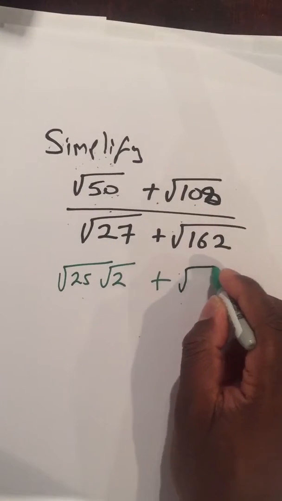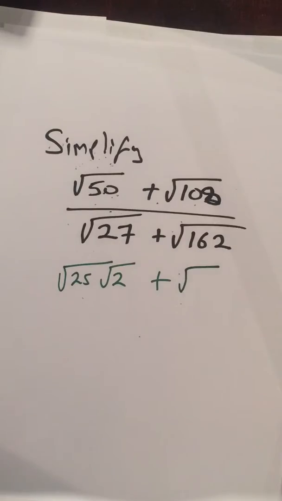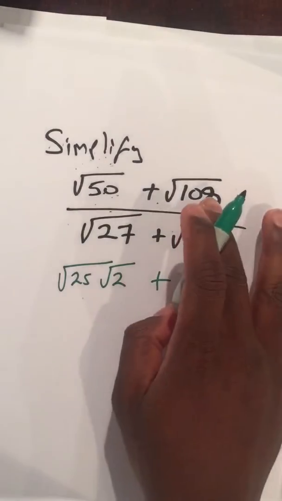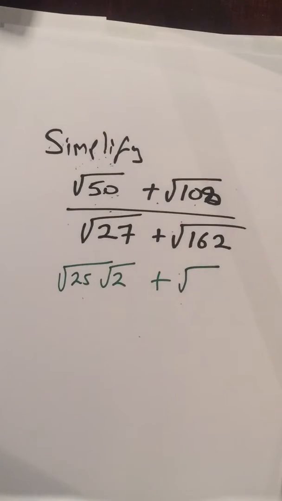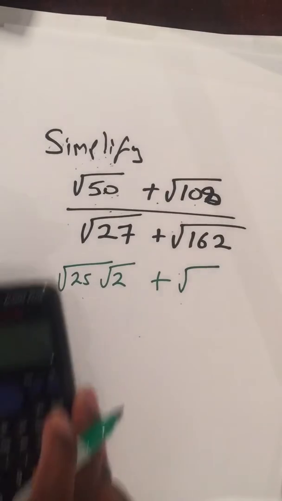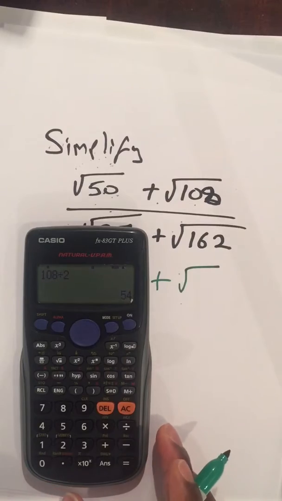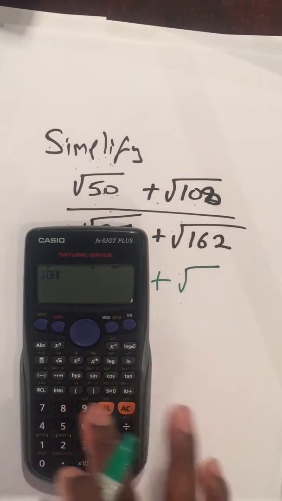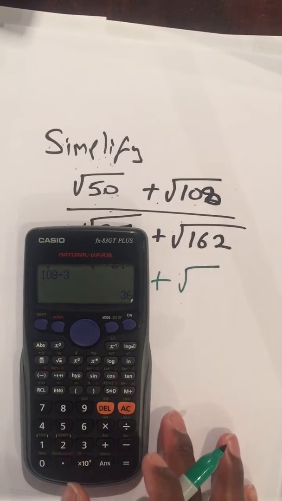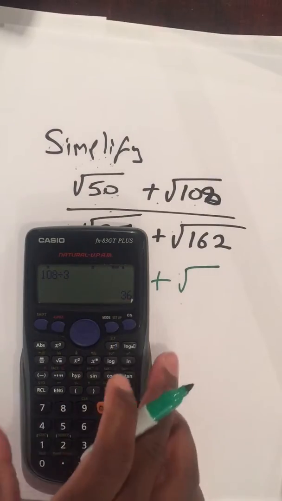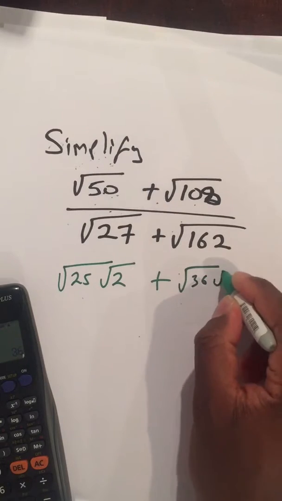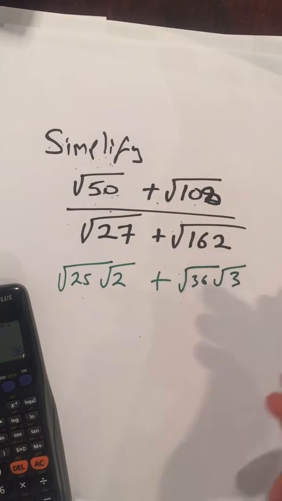Now, you may again have to keep dividing. So how do I quickly know what this goes down to? Divide 108 by 2. What do you get? When you divide 108 by 2, you get 54. So it's obviously not a square number. Let's divide 108 by 3, and that's 36. So that's the square number. So that means I should say 108 is root 36 root 3.